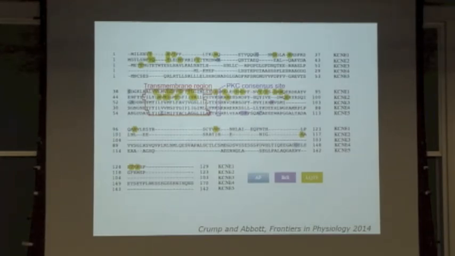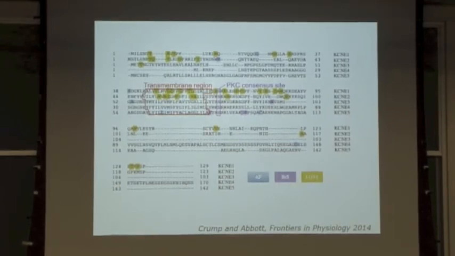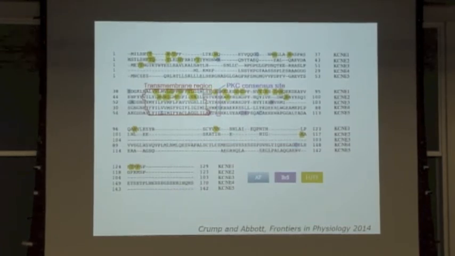Now, here are the 5 KCNEs aligned as a transmembrane domain. They've got this extracellular N-terminus and intracellular C-terminus. They've all got a PKC consensus site, and we and others have shown in some of the KCNEs this is definitely functional. And I've highlighted disease mutations here.